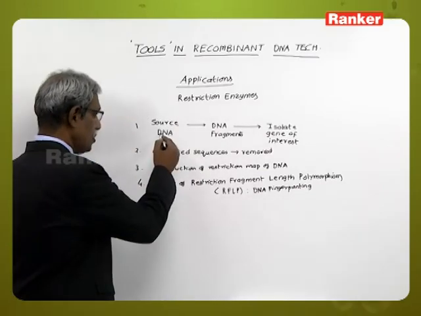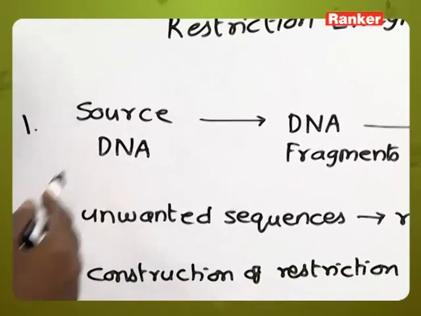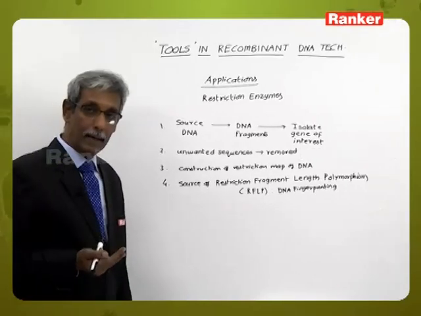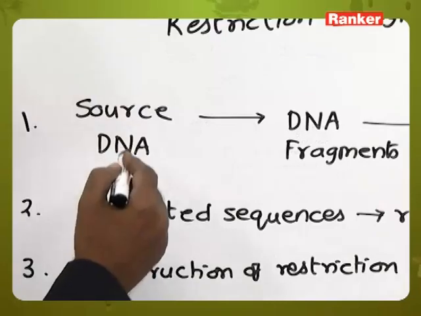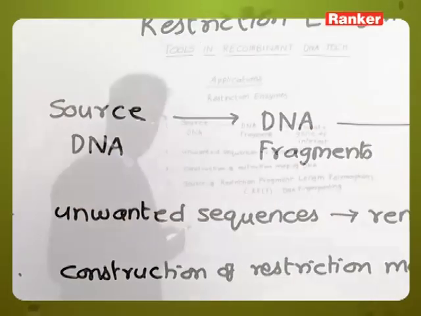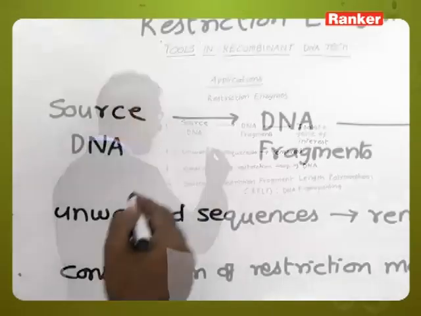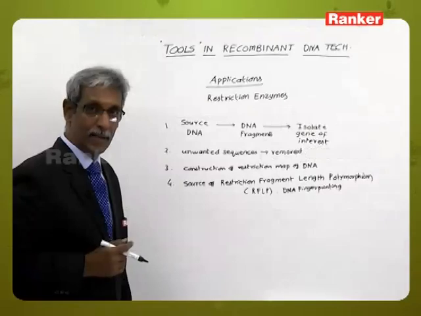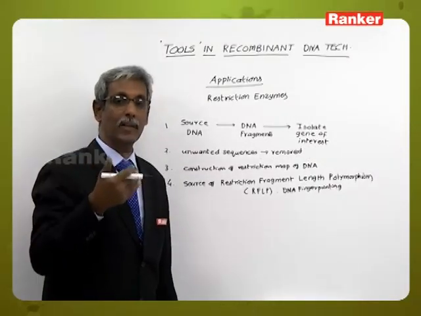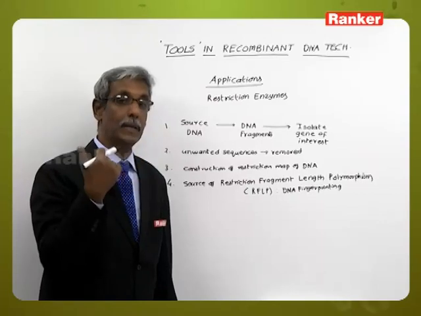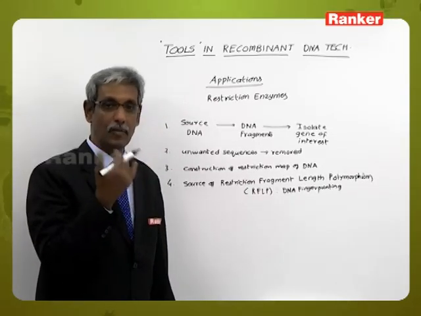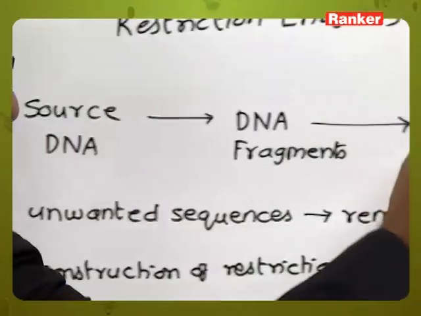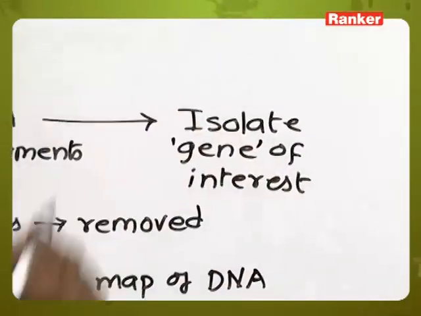Firstly, from the source DNA which is isolated, which could be either a plant DNA, an animal DNA, a microbial DNA or a human DNA, we can cut the DNA into smaller fragments by using restriction enzymes. After cutting the DNA into smaller fragments of variable lengths, which are recognized by a specific battery of restriction enzymes, you can easily isolate the gene of interest.